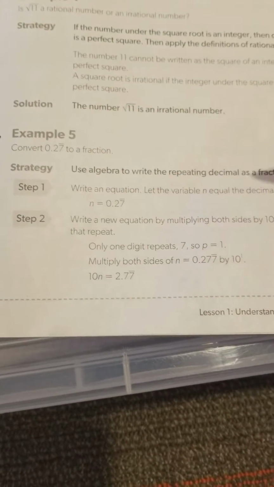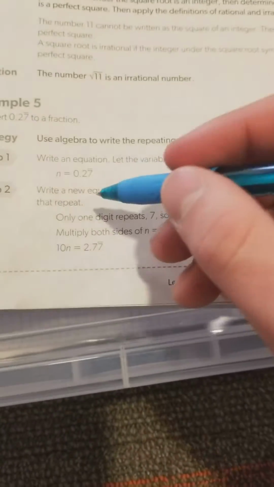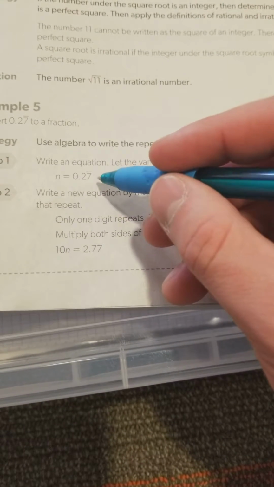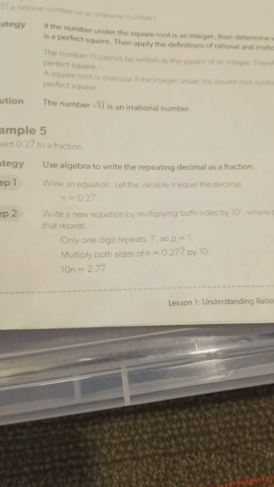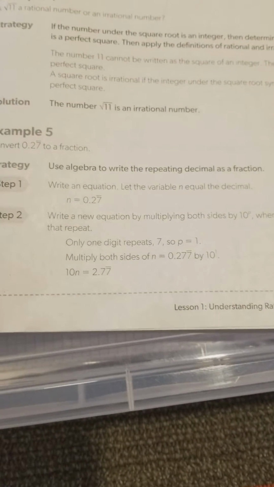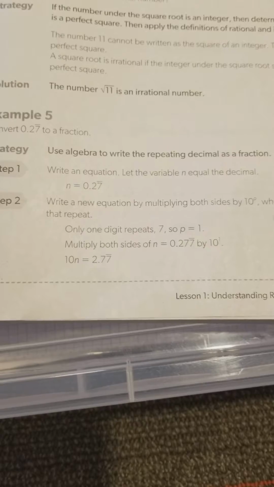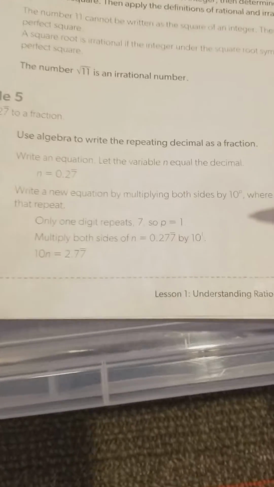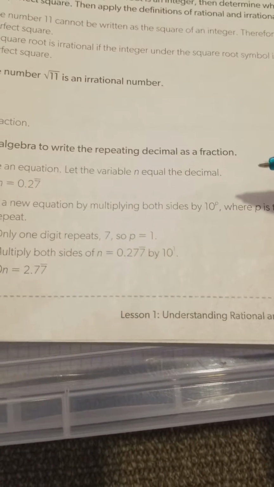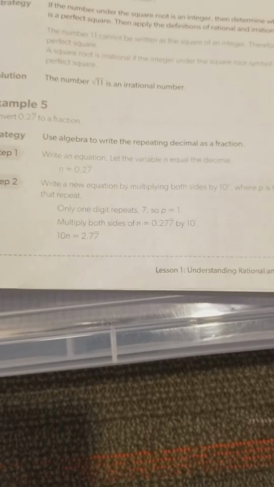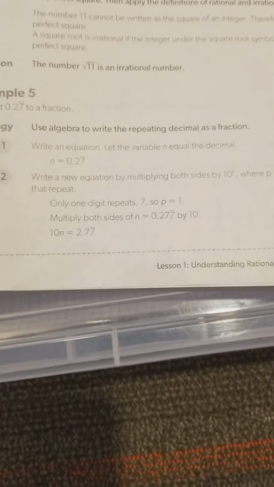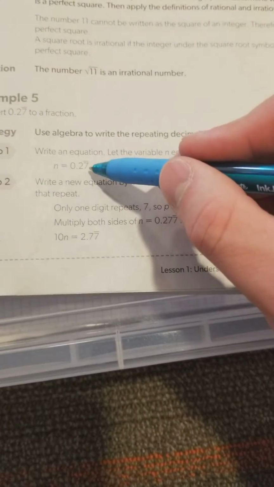Step 1 says write an equation, let n equal it. So they just put n equals 0.27 repeating. That bar on top of the 7 means repeating. So that's going to be your first step, okay? Then we're going to write a new equation by multiplying both sides by 10 to the p, where p is the number of digits that repeat. That might sound confusing, but p is the number of digits that repeat. 7 repeats, that's only 1 digit.